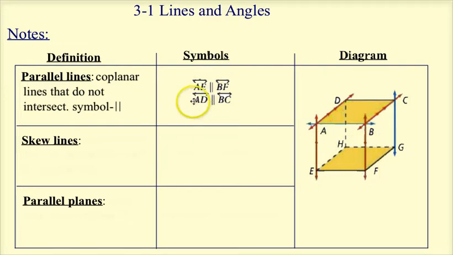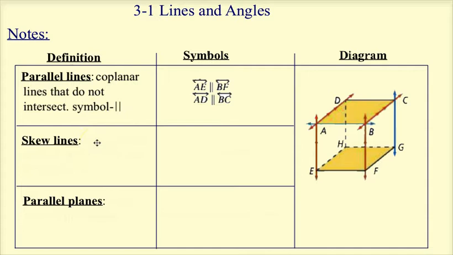Another set of parallel lines: AD is parallel to line BC. AD is the top left, and BC is the top right. So the top left and the top right are parallel. They're on the same plane. They do not intersect. So those are parallel lines. Anytime you have to pause the video to copy, please do so.